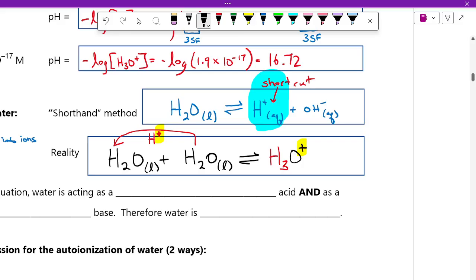What is left when that second water gives away an H plus? OH. OH minus. Aqueous. Okay, so those are both different ways to write the auto-ionization of water.